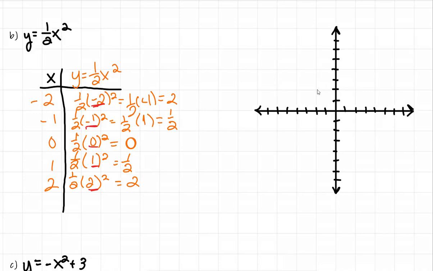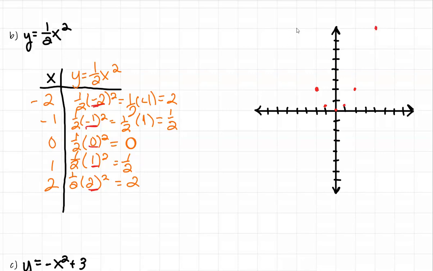In the meantime, let's just go ahead and graph this thing. So at -2, we're at 2. At -1, we're at 1/2, so somewhere there. 0, 0, 1/2, 2. And then maybe we can guesstimate one more point. At 4, 4 squared is 16. Half of 16 is 8. So we know that at 4, we have a point here.